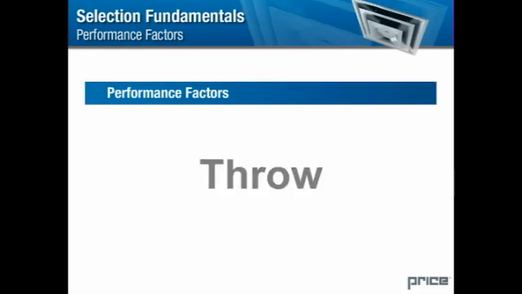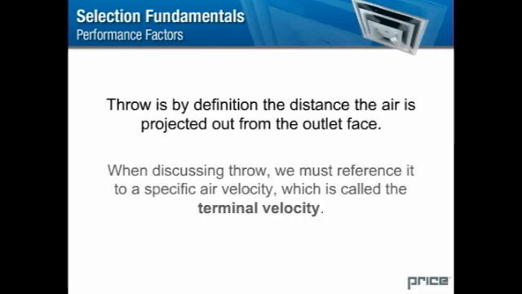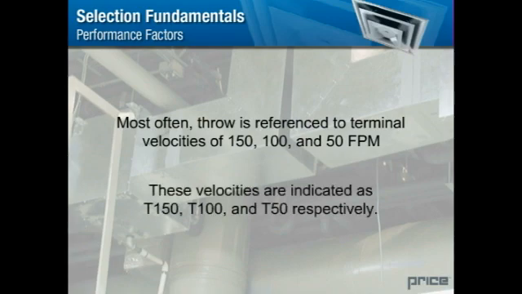Throw. Throw is by definition the distance the air is projected out from the outlet face. When discussing throw, we must reference it to a specific air velocity, which is called the terminal velocity. Most often, throw is referenced to terminal velocities of 150, 100, and 50 feet per minute. These velocities are indicated as T150, T100, T50 respectively.